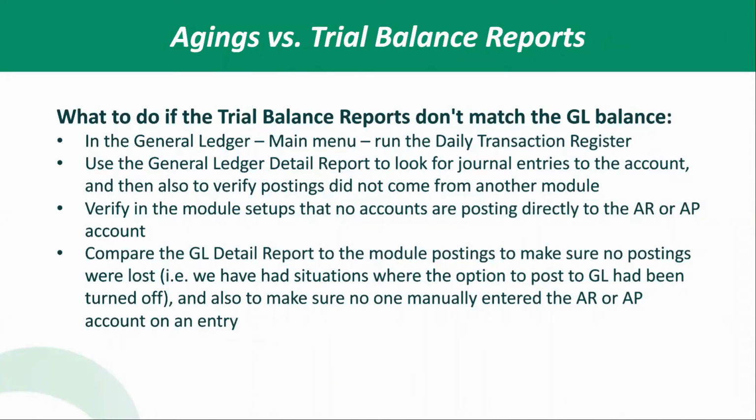All right, so if you're still not in balance after that, then the next thing to do is use your general ledger detail report to look for any journal entries that somebody may have made to that account. You can also use that to verify that postings did not come from another module. In a second, I'm going to show you a screenshot of exactly what that means. And something else is you should verify in your module setups that no accounts have been set to post directly to that AR or AP account.